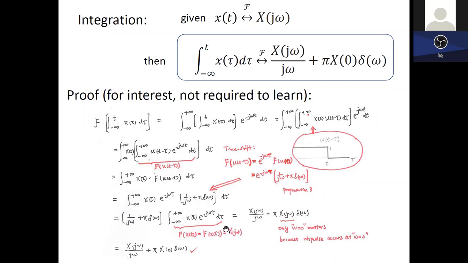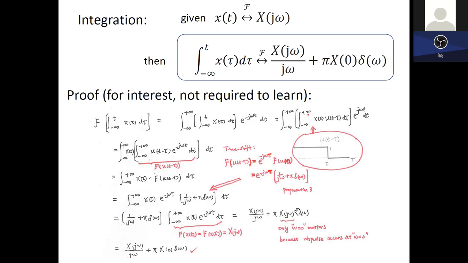So capital X of j omega times this result in the first part, it is this. It already looks much similar to the right-hand side of the property we want to prove, but there's one more step that we can go.